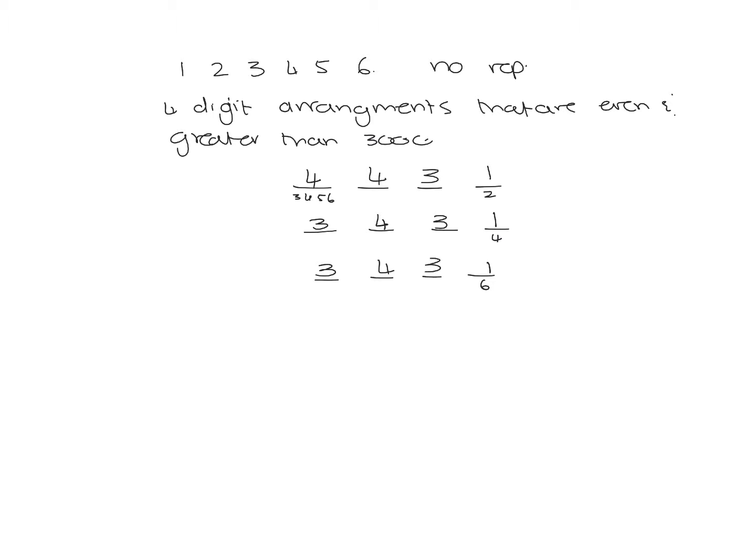and 3. And if I times those arms, it's 48, and that's 36 and 36. So the total is 120 ways. Okay, so let's look at another one.